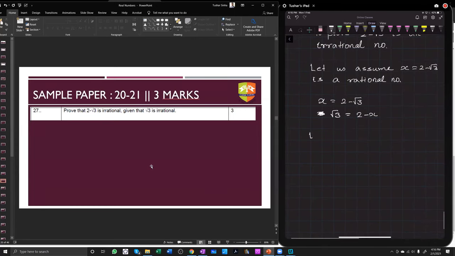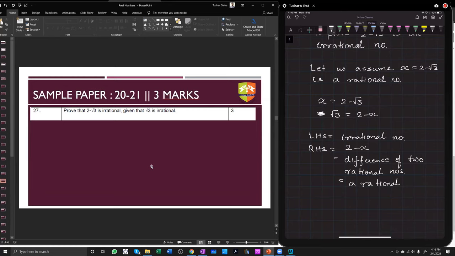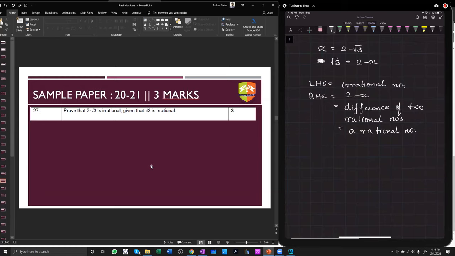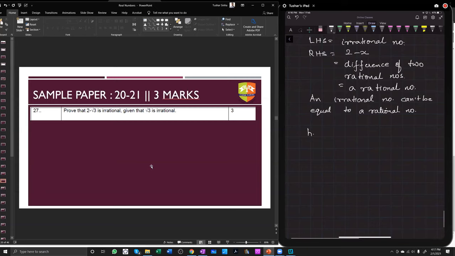Why? Because LHS is equal to an irrational number. Root 3 is an irrational number, given. But RHS, 2 minus X, is the difference of two rational numbers, because 2 and X both are rational numbers. We have assumed X to be rational. Therefore it is equal to a rational number. But how can an irrational number be equal to a rational number? An irrational number can't be equal to a rational number. Hence, what will it impact? It will impact our assumption.